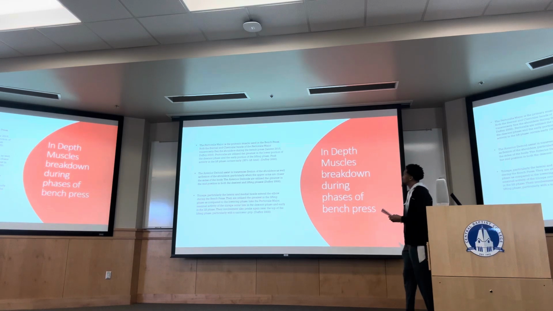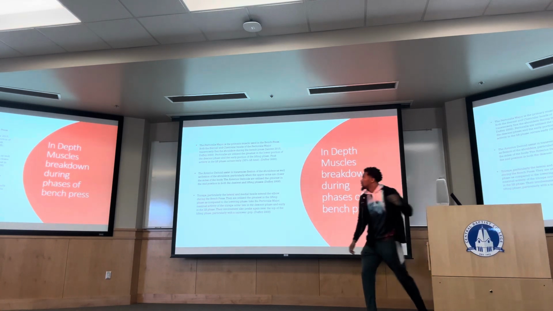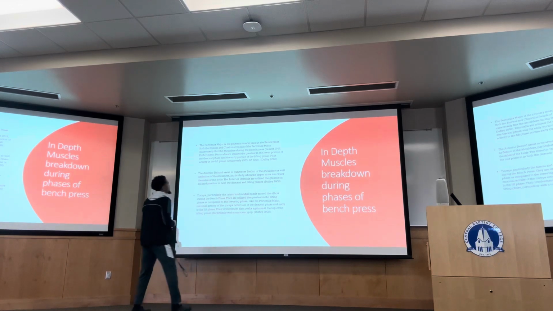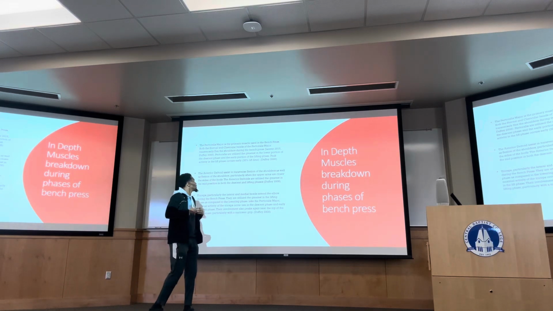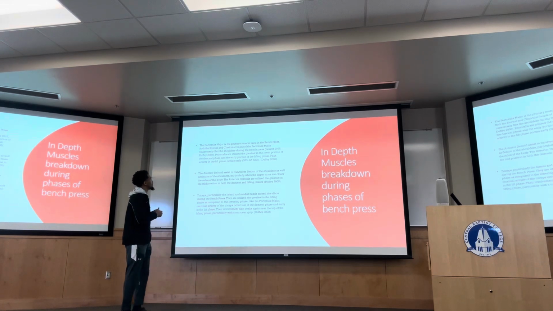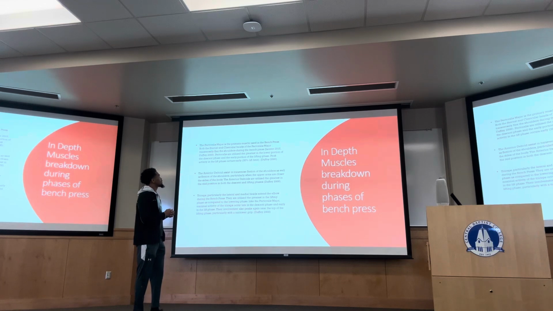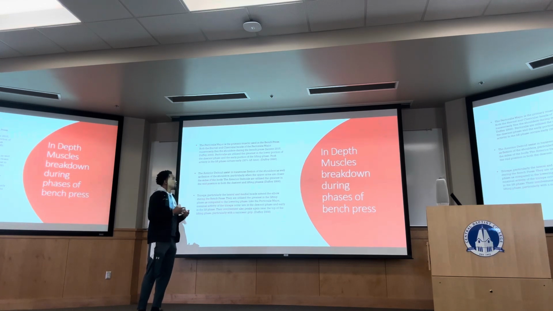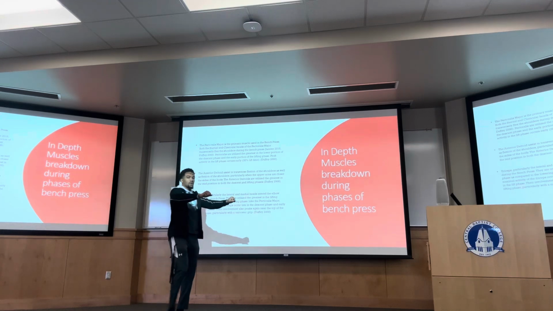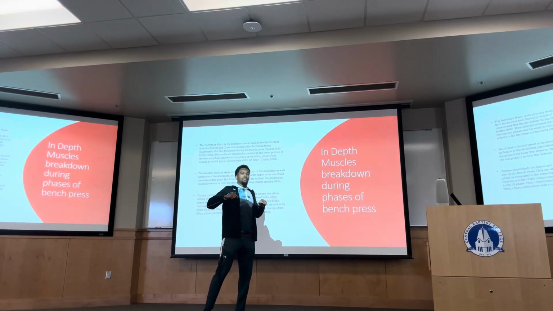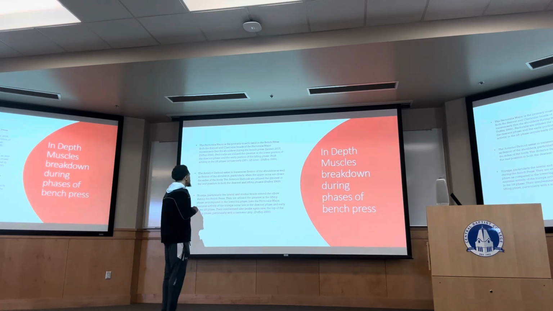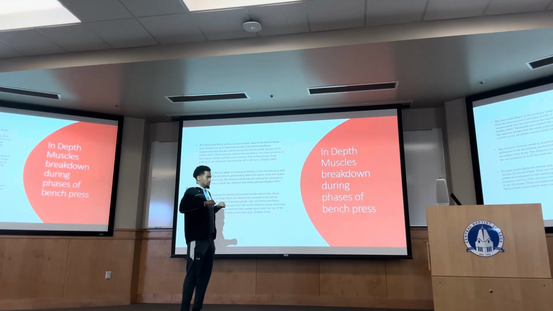Now we have the in-depth muscle breakdown during the phases of the bench press. As we talked about in the last slide, the pectoralis major, which is the big chest muscle, is used in the bench press. Both the sternal and clavicular heads of the pectoralis major transversely flex the shoulder during the bench press. The pectoralis is used the greatest in the lower portion of the descent phase. So as the bar is coming down, right here, this is where the pectoralis major will be used the most, and when you're about to lift it back up.